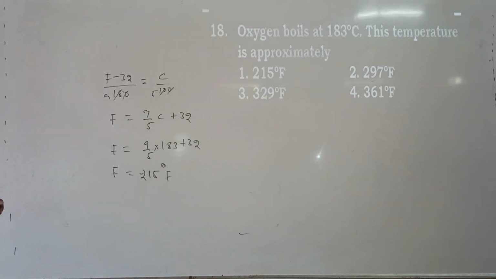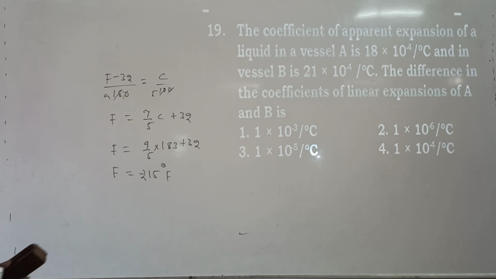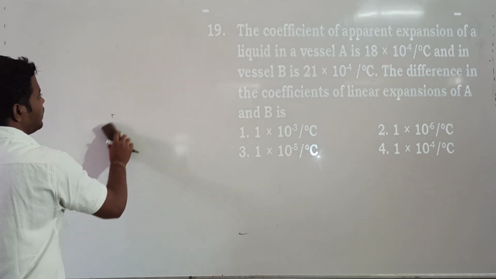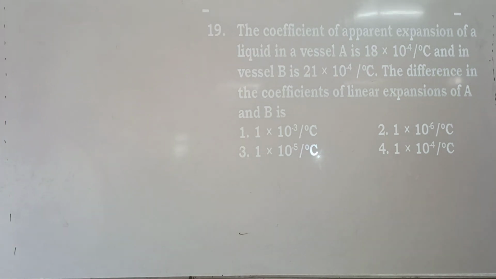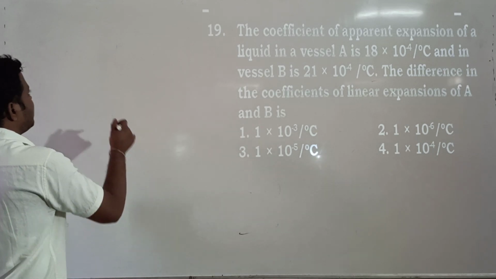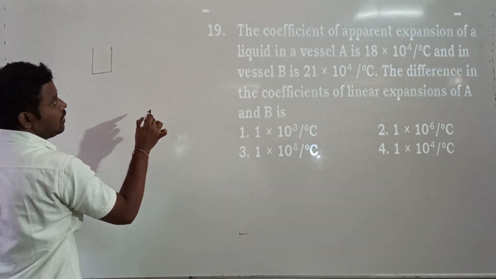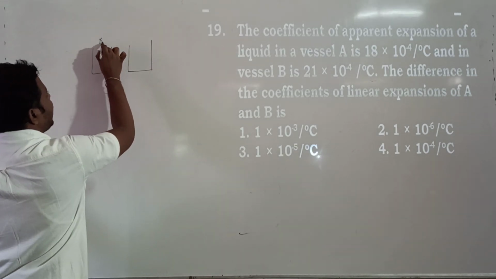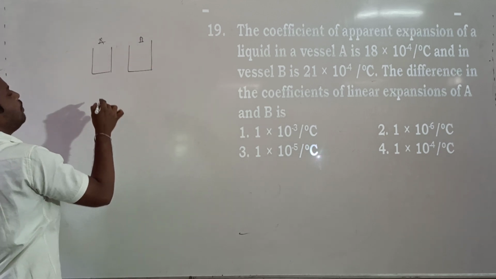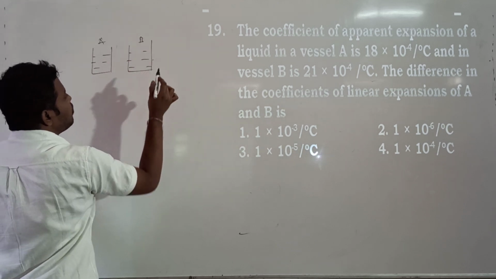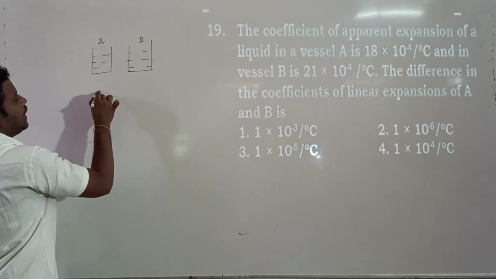Okay, next one, question number 19. The coefficients of apparent expansion of a liquid in vessel A and vessel B are 18 times 10 to the power of minus 4 and 21 times 10 to the power of minus 4. Find the difference in the coefficients of linear expansion. So there are two vessels. One vessel let me call A, the other vessel let me call B. The same liquid is taken in both vessels. So what is the formula actually?